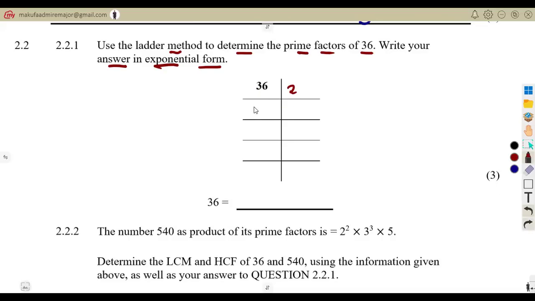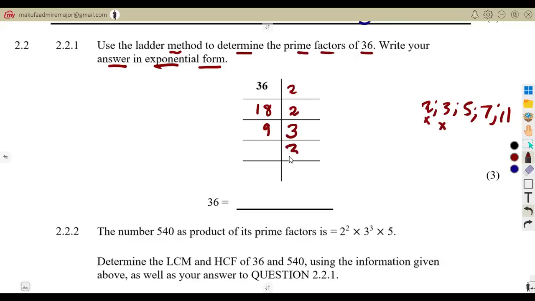We divide 36 by 2. That is going to give us 18. We try again by 2. 18 divided by 2 gives 9, and 9 divided by 2 is not going to give us a whole number. We need exact. Remember, these are factors. When you divide, you're not supposed to have any remainder. So you move on to the next prime number. Remember, prime numbers are 2, 3, and so on. So when you see that 2 is no longer applicable, move on to 3.